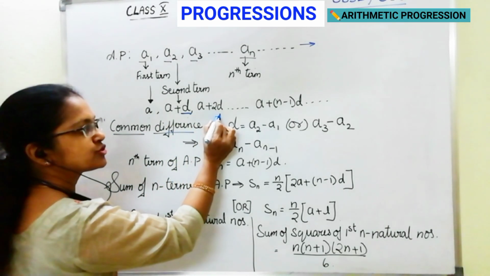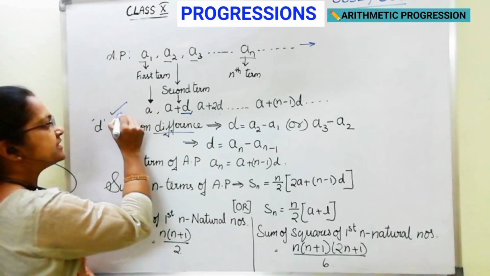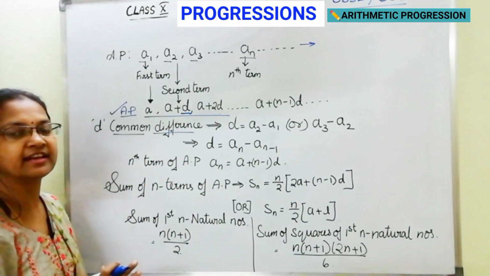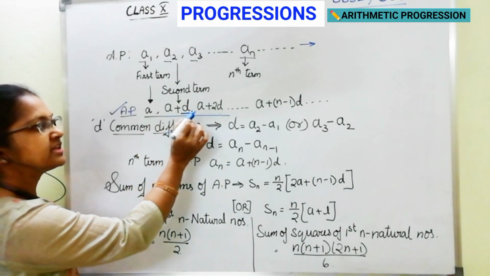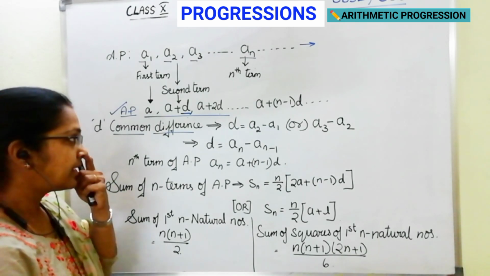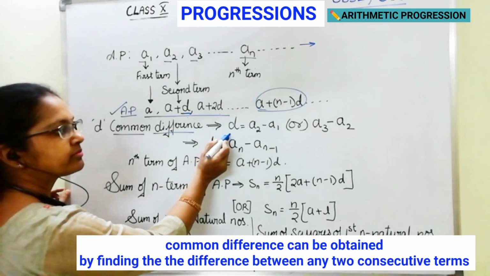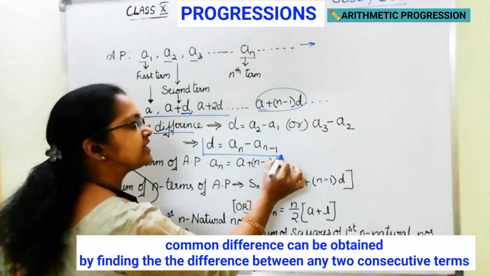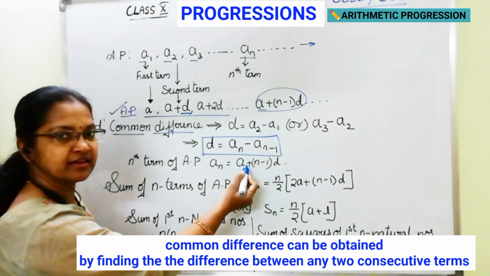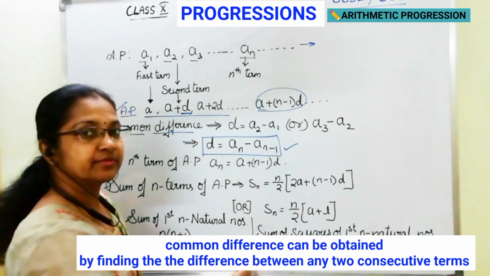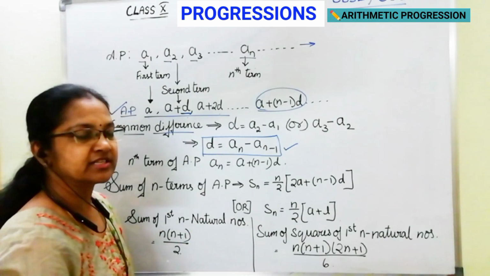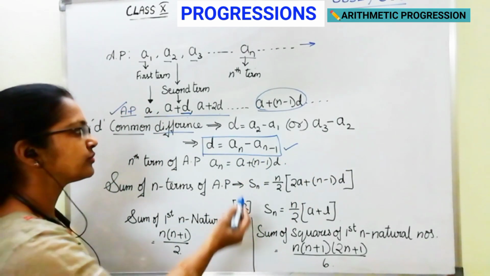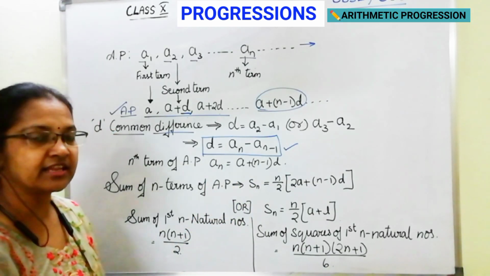A, A plus D, A plus 2D and so on. This is the AP series. It has to be remembered in an easy pattern. These three are enough to understand and write an AP. Now D is called the common difference, where D can be obtained by A2 minus A1 or A3 minus A2. So finally we can write the D formula as D is equal to An minus An minus 1. If you are unable to remember it, A2 minus A1 and A3 minus A2 means here the number is more and here it is 1 less. So we indicate it as An minus An minus 1.